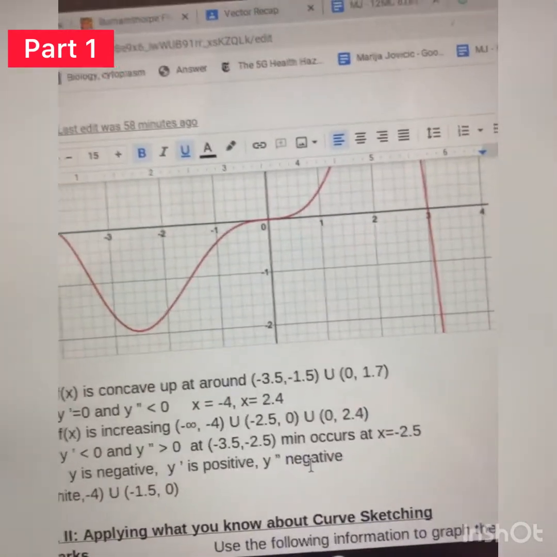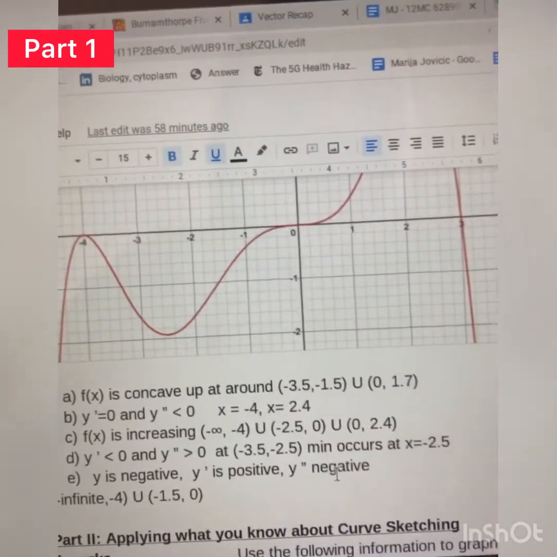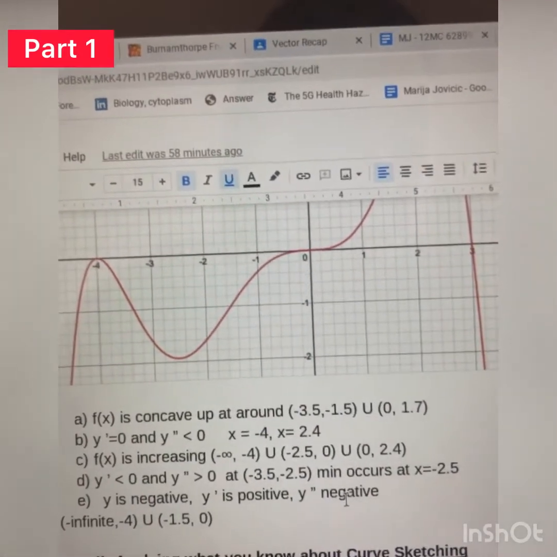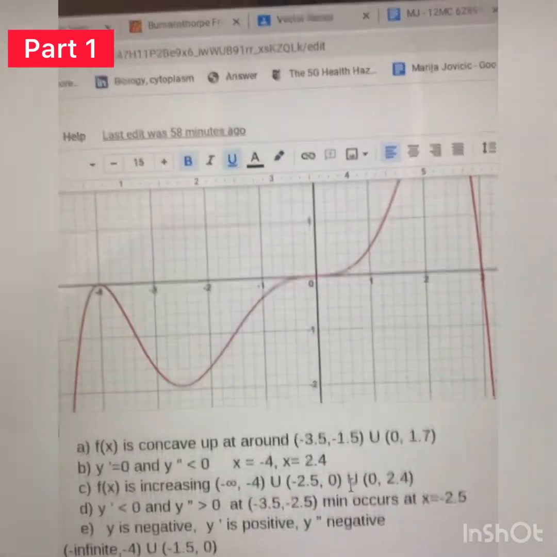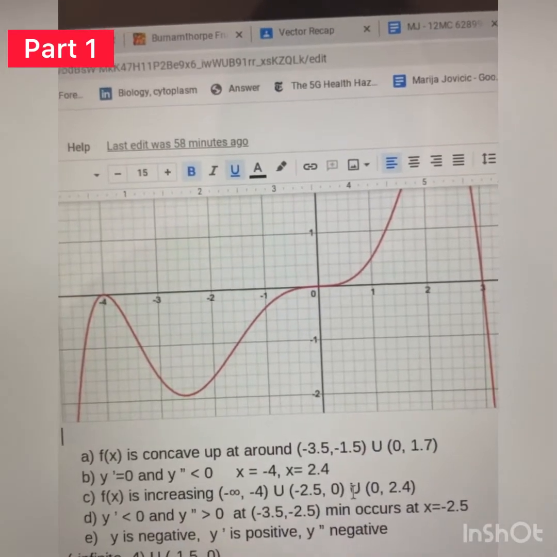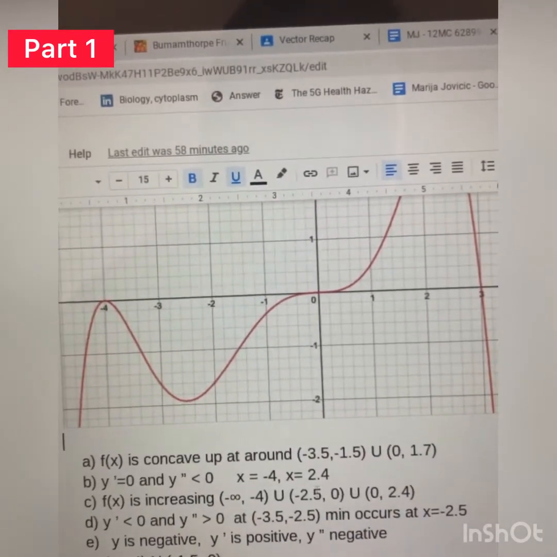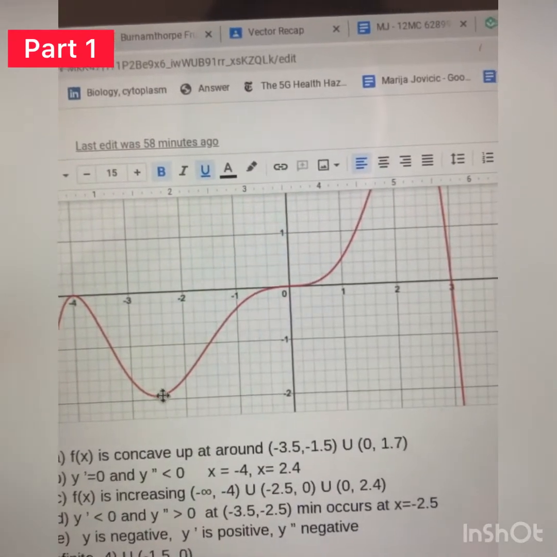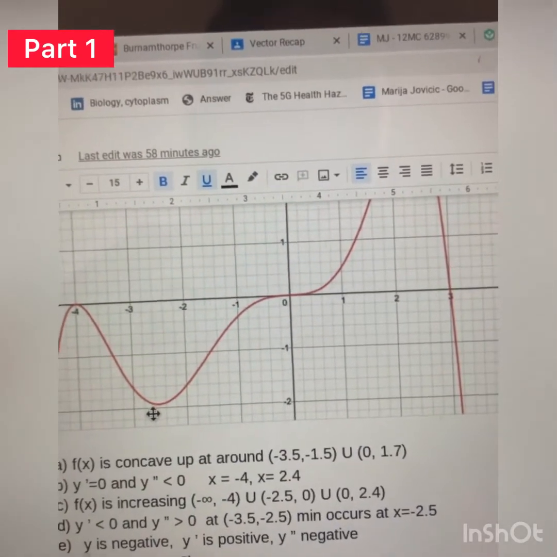Then we're told that the first derivative must be smaller than 0 and the second derivative must be bigger than 0. So that means there's a decreasing rate of change and it's concave up. If we look at our graph, it's decreasing and concave up at the interval of negative 3.5, so right here, to negative 2.5, so right here. And then at 2.5, the minimum occurs.